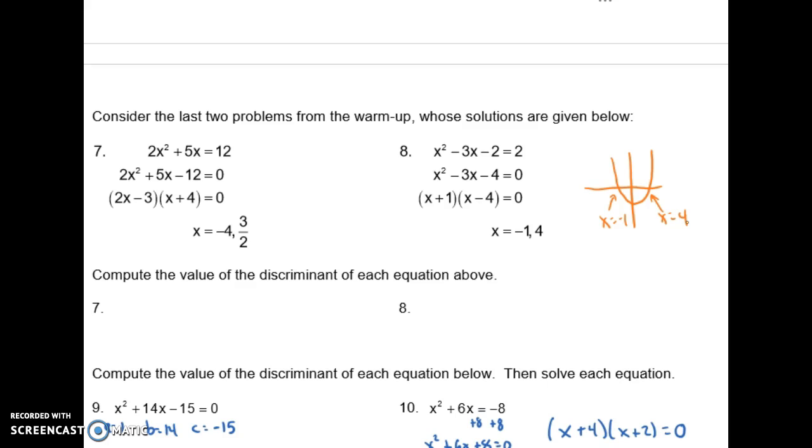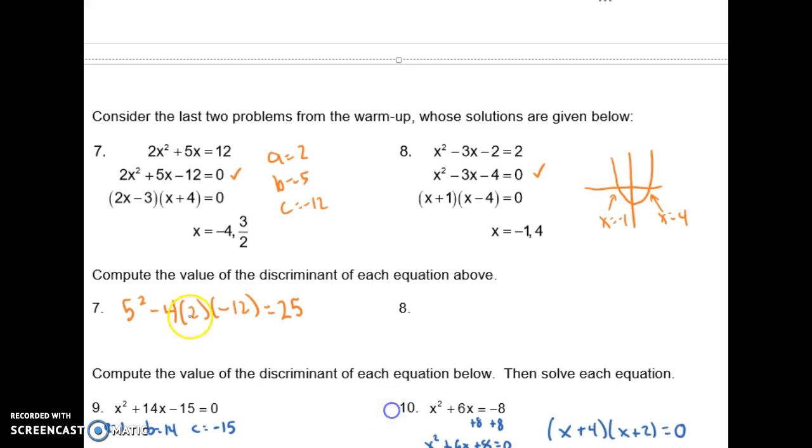Just like we did with the previous ones, we are going to find the discriminant and see if there's any kind of a pattern with these. You'll notice here in number 7 that a is now 2, b is 5, and c is negative 12. So I'm going to plug those values in. 5 squared minus 4 times 2 times negative 12. 5 squared is 25. And when I multiply negative 4 times 2 times negative 12, counting the negatives, I have two negatives, which will turn that into a positive. And when I multiply those, it ends up being 96, and that gives me 121.